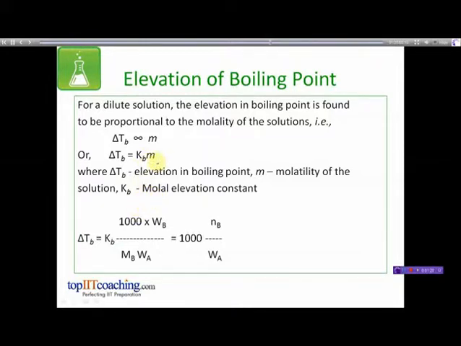So, on substituting the value of m, that is molality, in this equation, we can write that delta Tb is equal to Kb into the value of molality, that is 1000 into Wb, divided by Mb into Wa, where Wb is the weight of the solute, Mb is the molecular weight of the solute, and Wa is the weight of the solvent. We know that Wb divided by Mb is the number of moles of the solute, which can be denoted by Mb. So we can write this formula as delta Tb is equal to Kb into 1000 into Mb divided by Wa.